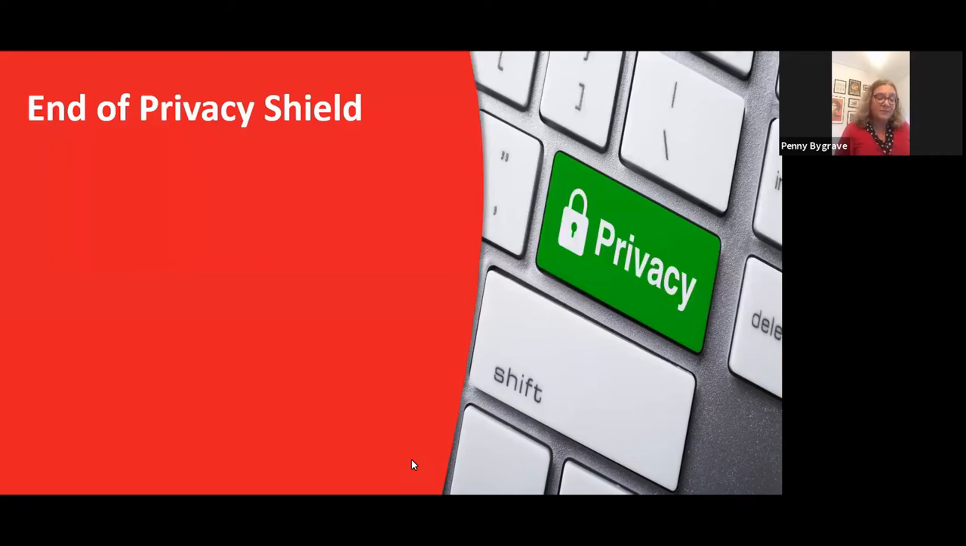So the first thing I would say to all of you, if you haven't done so already, is to go back and check your record of processing activities, which should identify if you are sharing personal data internationally, and it should identify if Privacy Shield is the basis on which you are doing so. Absolutely, as a priority, you need to come up with an alternative basis. I'm going to look at what those might be.